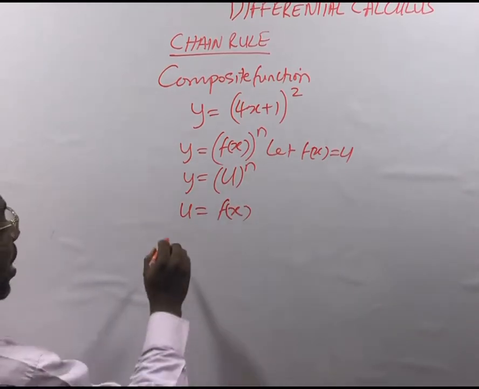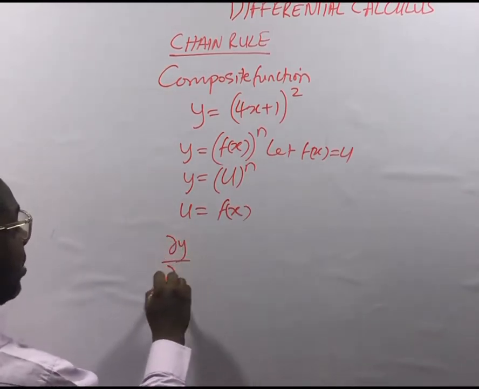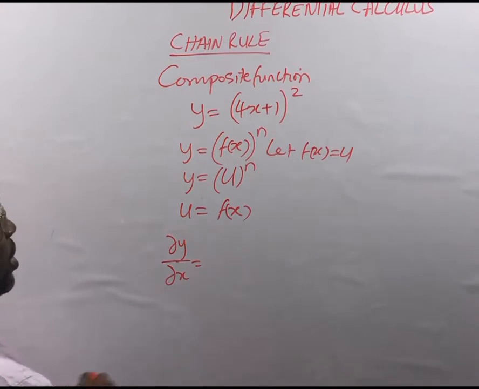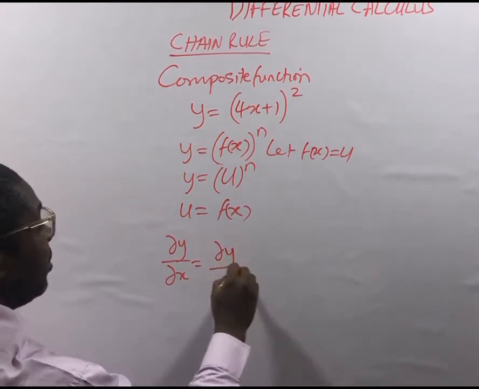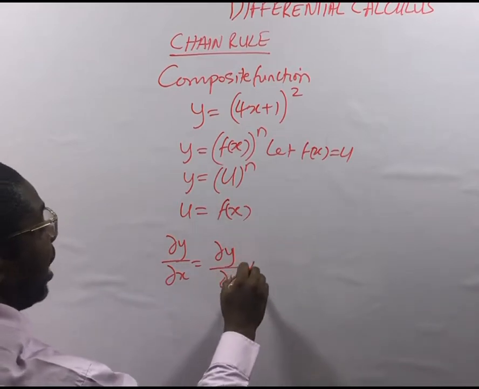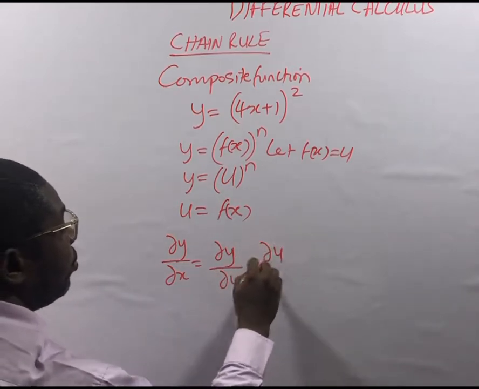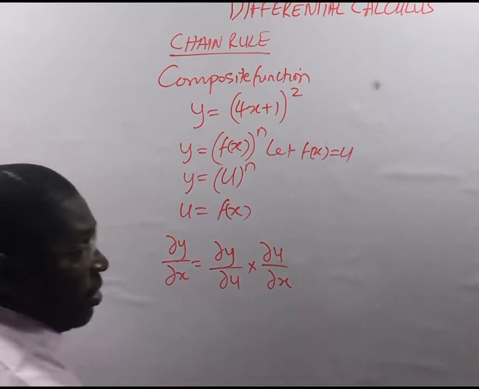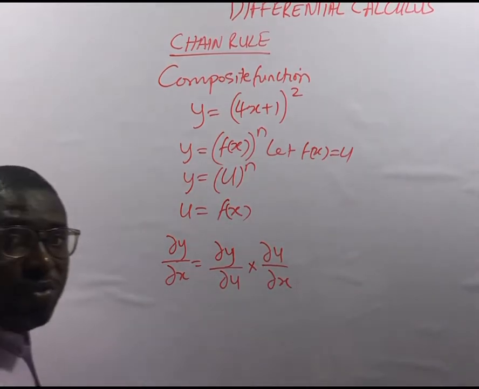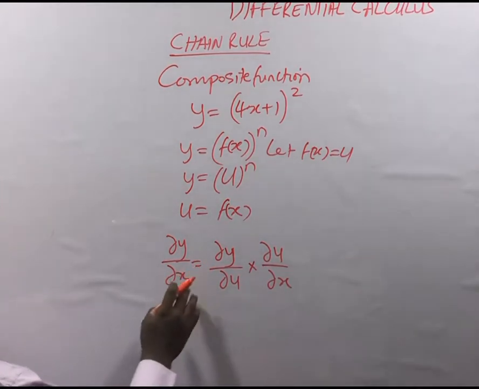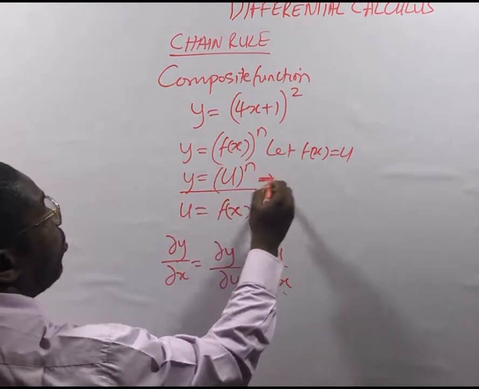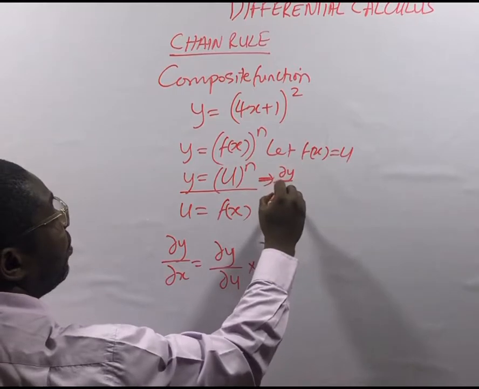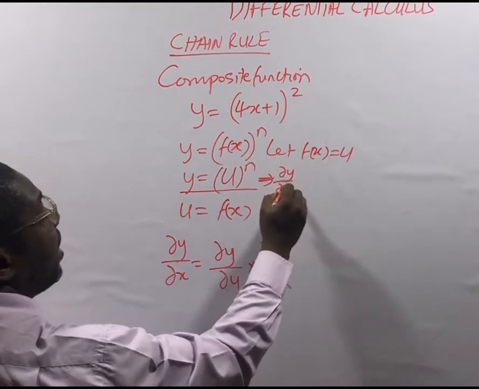So in order to find the derivative dy/dx of the main function, we find dy/du times du/dx. I hope I'm not confusing you here. Now what we do is that we find the derivative of this one, this is dy/du.